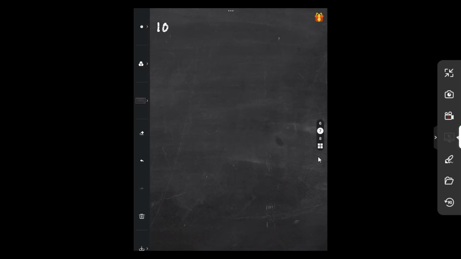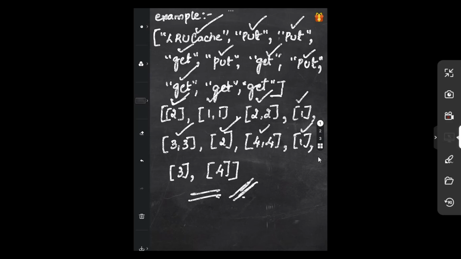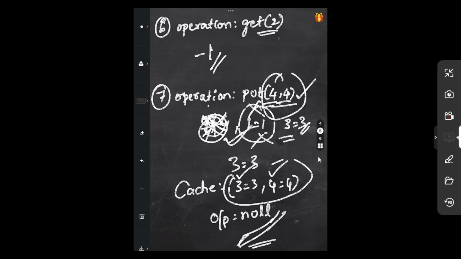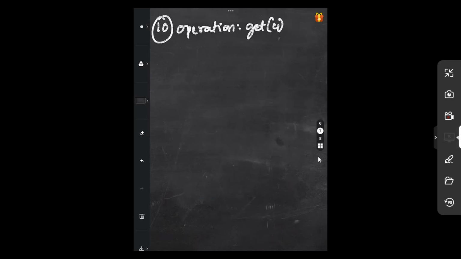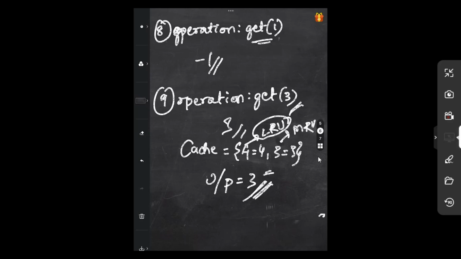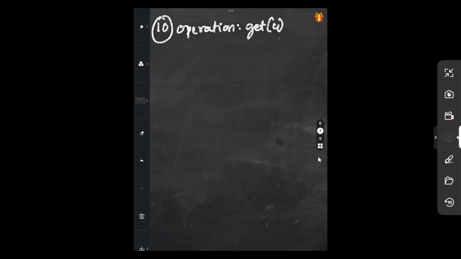So let's move with the last operation, get of 4, right? This one is the final operation, get of 4 here. Just give me a second here. Get of 4, the final one. All right. So the key 4 exists in the cache. We can clearly see here the key 4 and 3 exist in the cache. So we will return its value 4 here.